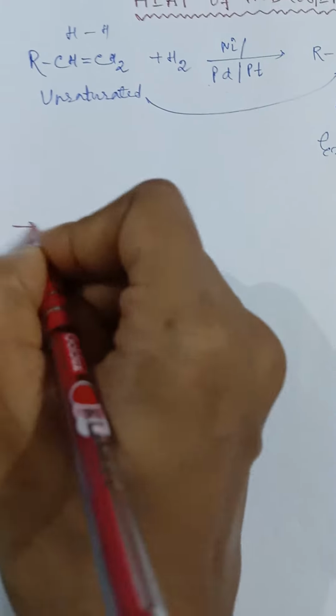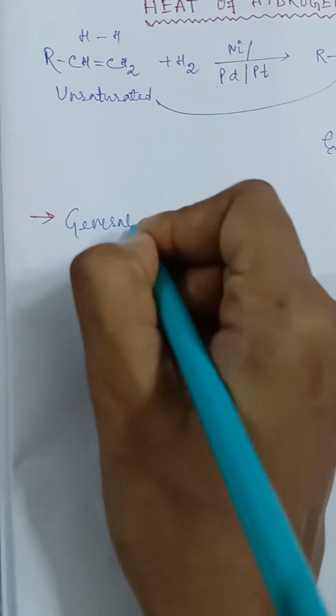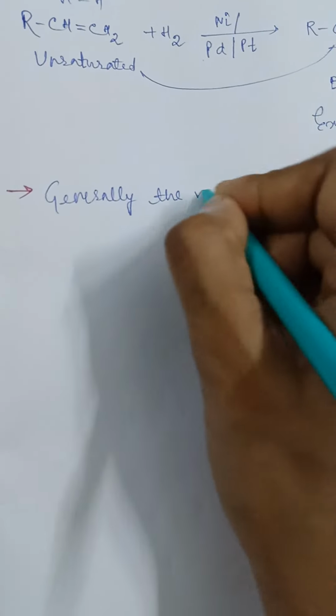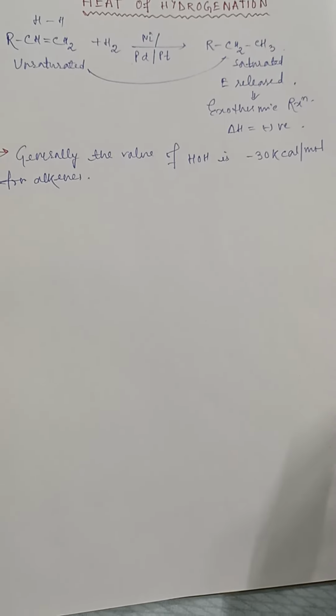Now we should keep some important points in our mind. The first one is, generally the value of heat of hydrogenation, I'm writing as HOH, is minus 30 kilocalorie per mole for alkenes. So for alkenes the value is around minus 30 kilocalorie per mole.